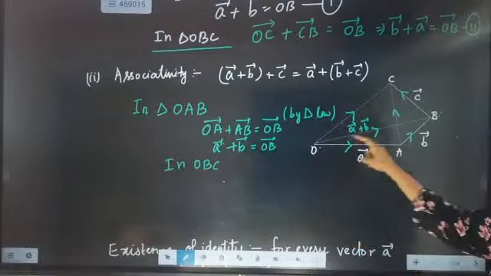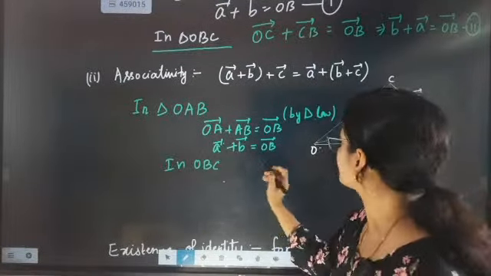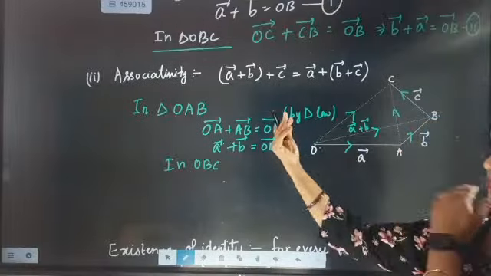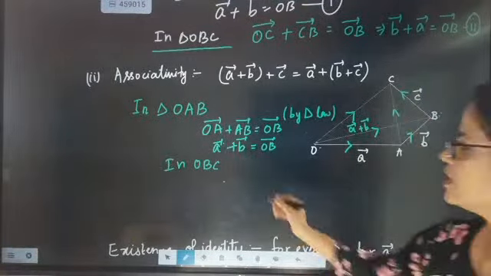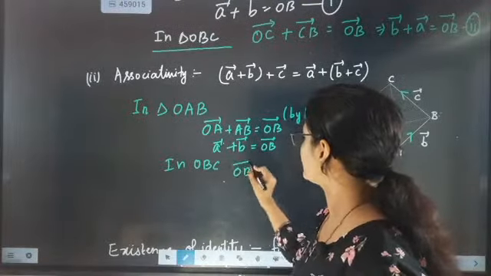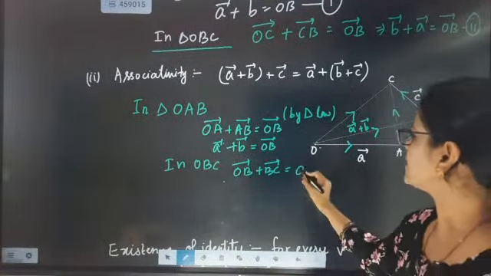Now see the arrows. This plus this will be equal to this. So OC will be coming. Now again you see the arm. I am always remembering my arm. So that is OB plus BC. OB vector plus BC vector will be equal to OC vector.